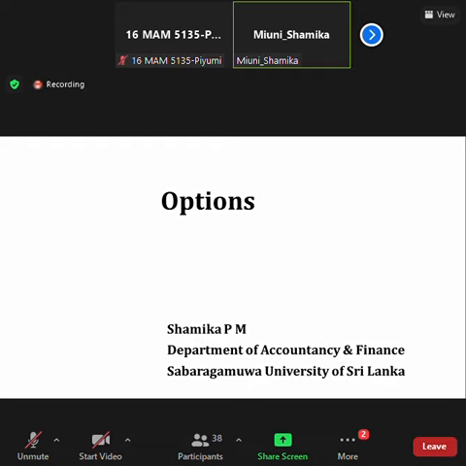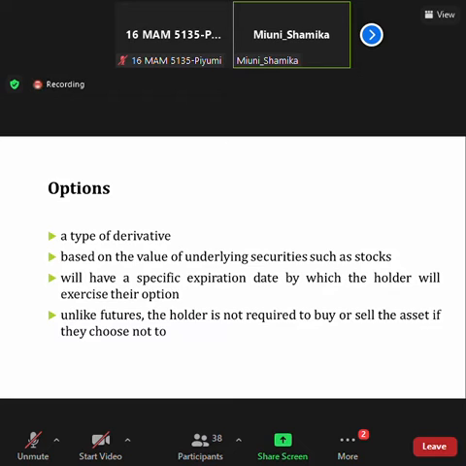So the option means you have alternative ways. An option is again a type of derivative and they are traded in securities exchanges. They are exchange traded derivatives. Similar to other derivatives, they are also based on the value of underlying securities, such as stocks. And options will have a specific expiration by which the holder will exercise their option. Unlike futures, the holder is not required to buy or sell the asset if they choose not to. Remember this, buying or selling an asset, it's not compulsory. If they choose not to buy or sell it, they don't need to.